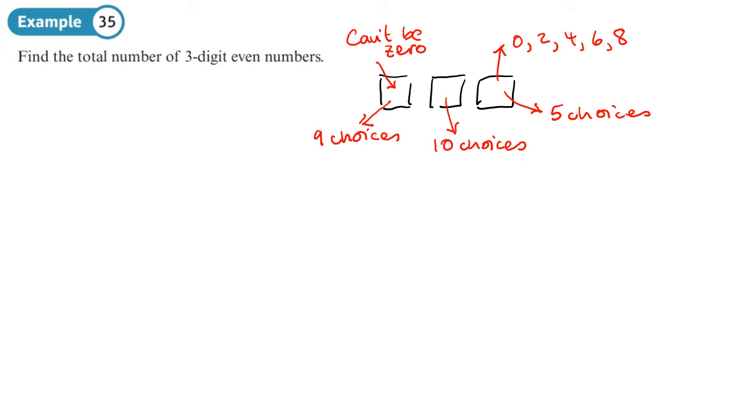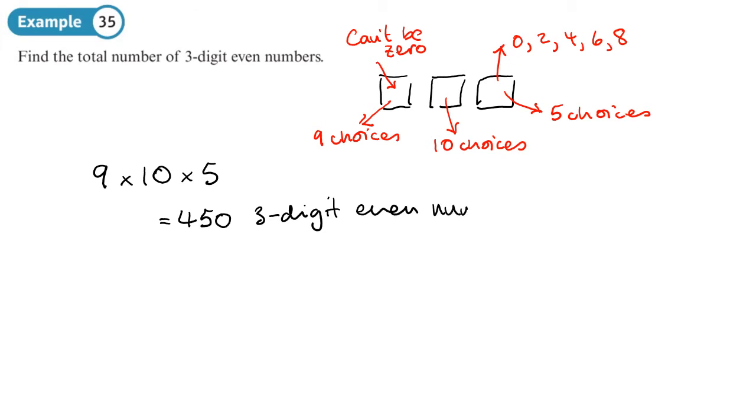So the total number of 3-digit even numbers is 9 times 10 times 5. So that's 90 times by 5. So there are 450 3-digit even numbers.